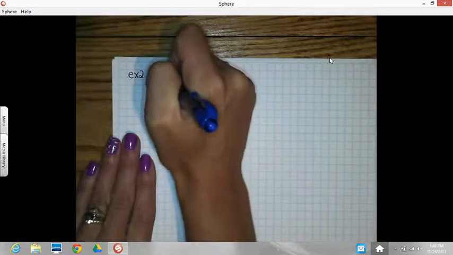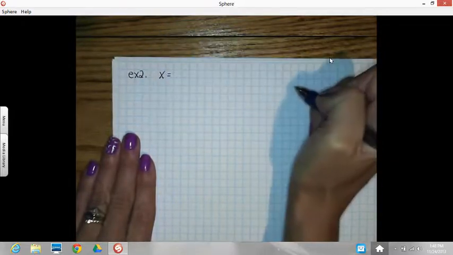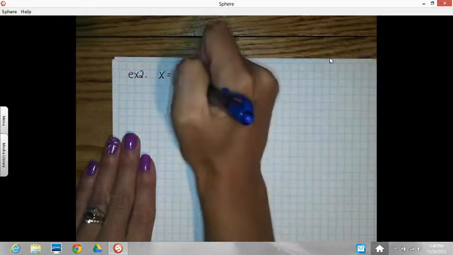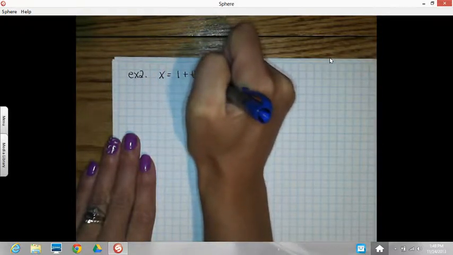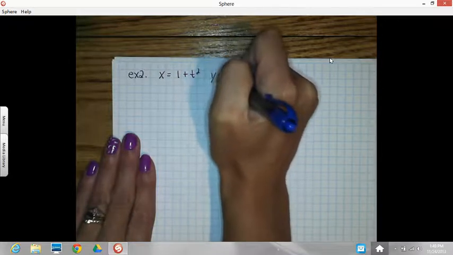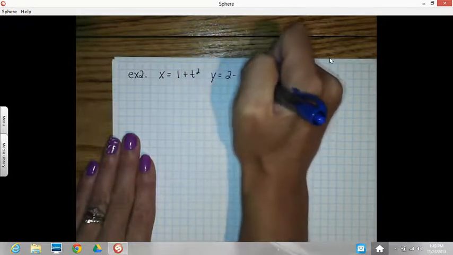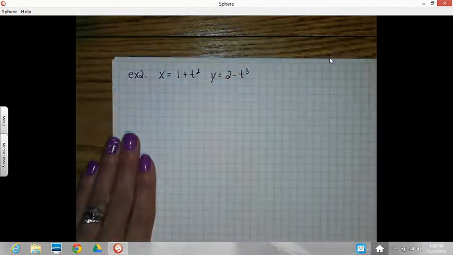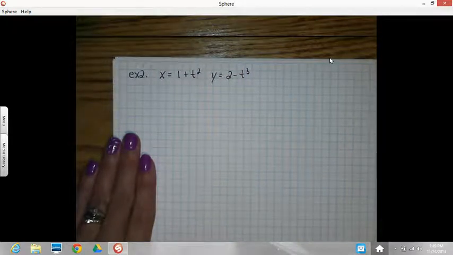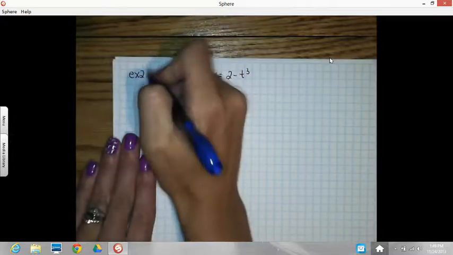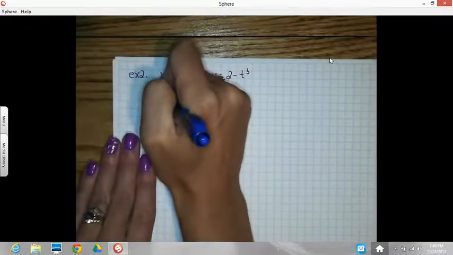Okay, we've got a set of parametric equations where x equals 1 plus t squared, y equals 2 minus t cubed. I first want you to be able to sketch this and make a table. We'll just make the table.